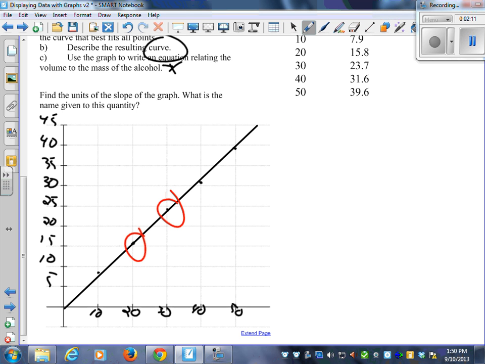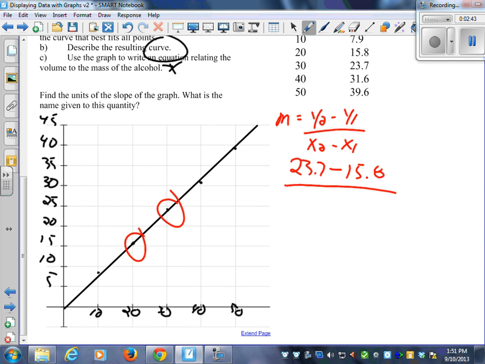The slope is rise over run: y2 minus y1 all over x2 minus x1. Remember this? Nod and say, oh yeah, I remember that. Perfect. Okay, so my y2 is this value here, right? Now should I read it off the graph or should I probably just go with the number up there? Number up there. So that's the 31, so it's 23.7 minus this one here, which is the 15.8. And then the x's are 30 and 20.